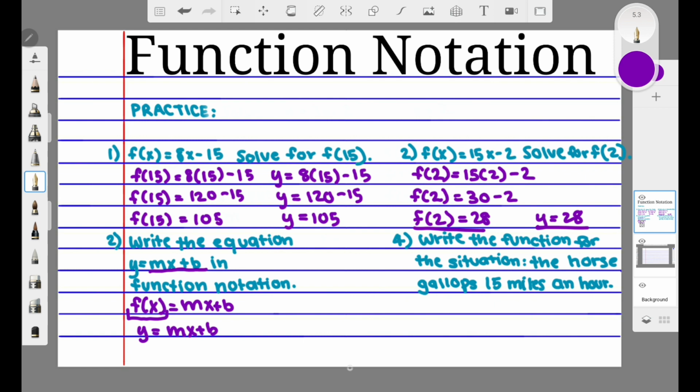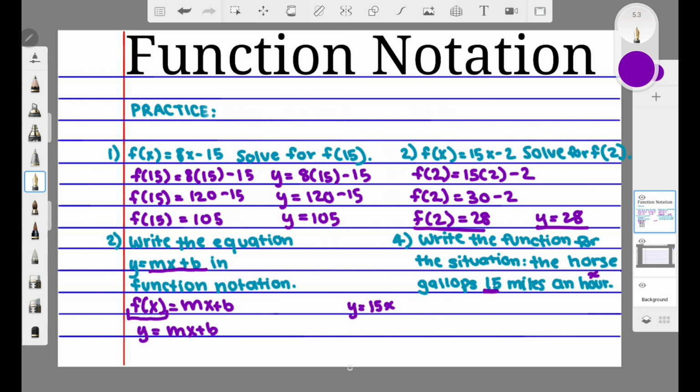And for the last problem, write the function for the situation. Now we have a situation. The horse gallops 15 miles an hour. If it's easier, you can just think of the equation first, even though it's the same thing. If we were to write an equation for this, we would first start by determining the slope, which is 15, because every hour the horse has galloped 15 more miles. So we know 15 is our slope, and we're going to say that hours are x. So our equation is y is equal to 15x.